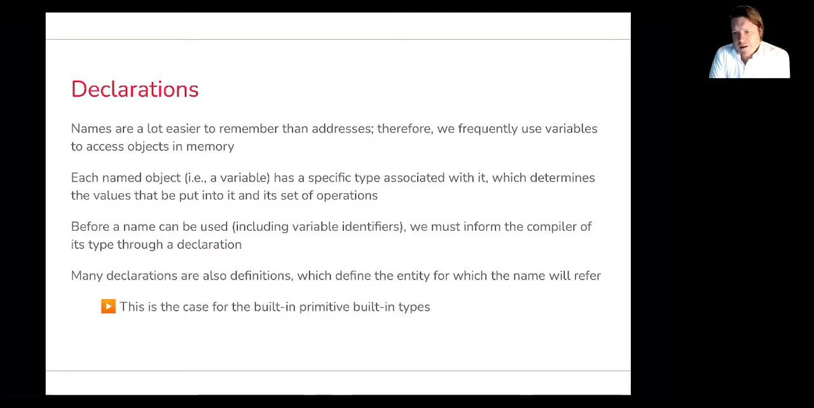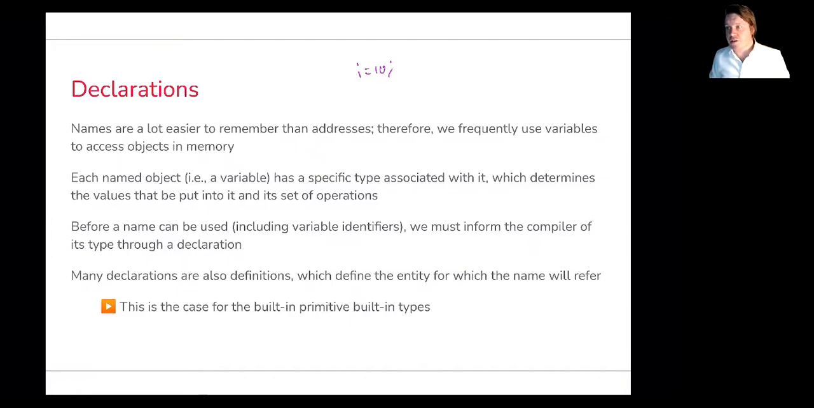Before a name can be used, we always have to inform the compiler of its type through a declaration. So you can't just write in your program somewhere I is equal to 10. What is I? Is it an integer? Is it a character? Is it a string, which we'll get into later? The compiler would not be able to check whether or not 10 is a valid value to put into I. It would also not be able to check whether the operations that you're attempting to apply to it are valid operations for objects of that type.